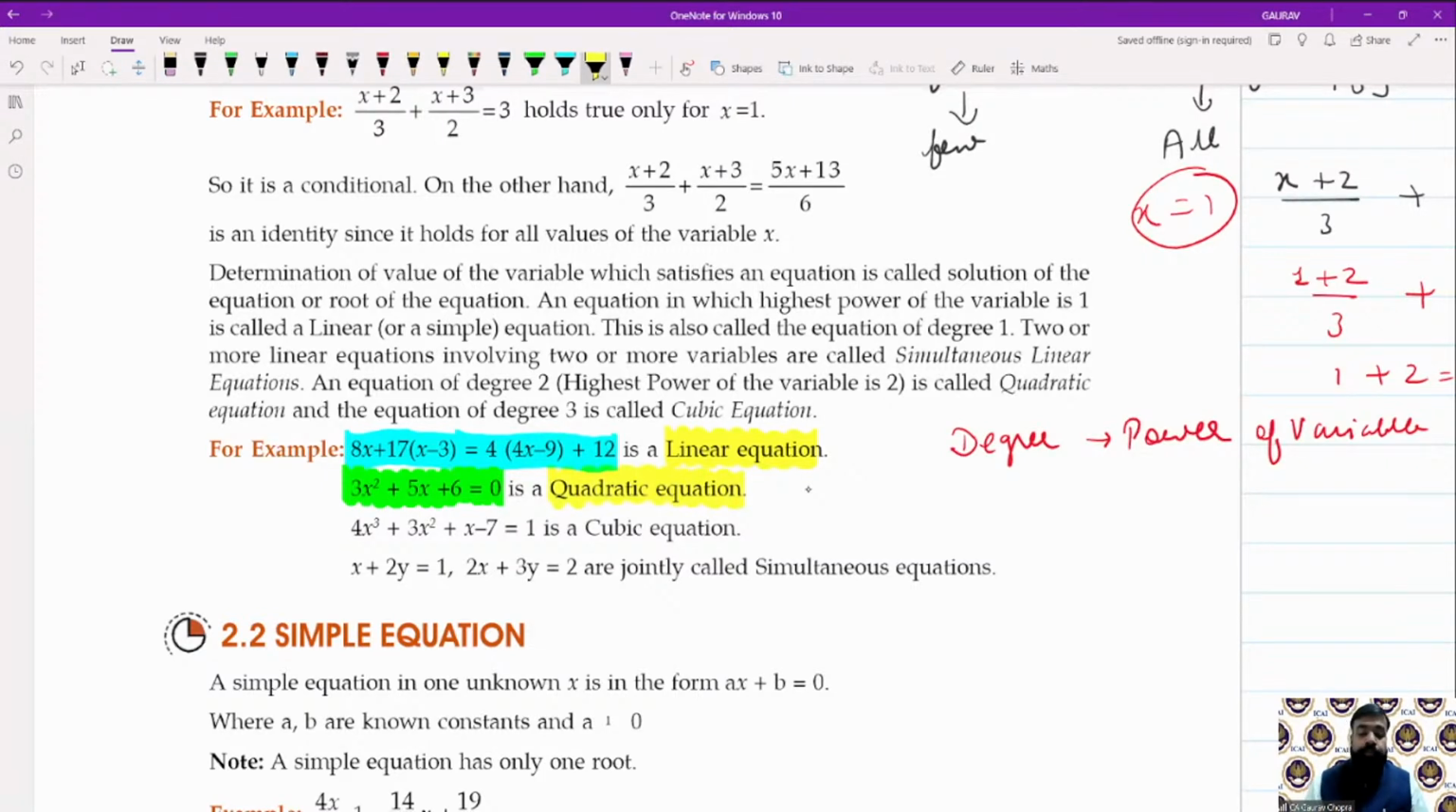Quadratic equation. In the next case, the highest power is 3, so it is a cubic equation. And in the next case, two equations are given, and in both the cases the highest power is 1. So these two are jointly known as simultaneous equations.